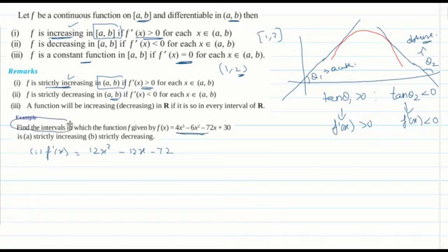Find the intervals. So for that, what we are going to do is equate f dash of x equal to 0. This is the second idea. Now we will equate and see what we get. 12x square minus 12x minus 72 equal to 0. Here you can see 12 is common, so we can divide by 12.